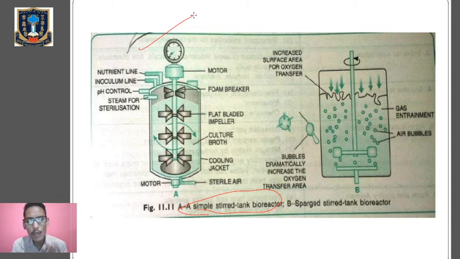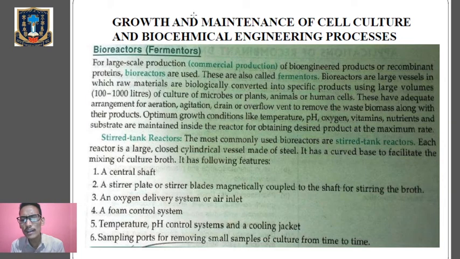So what is a bioreactor? Bioreactors are large vessels in which raw materials are biologically converted into a specific product using large volumes of culture of microbes or plants, animals, or human cells. So bioreactors are mainly used to obtain larger production of the product from recombinant DNA, where we use a larger volume of cultures of the microbes or the plants, animals, or human cells.